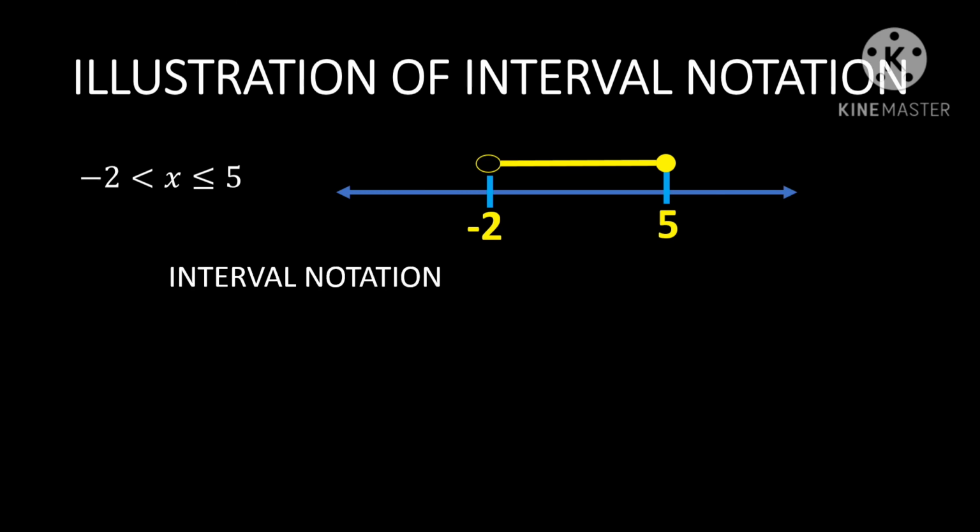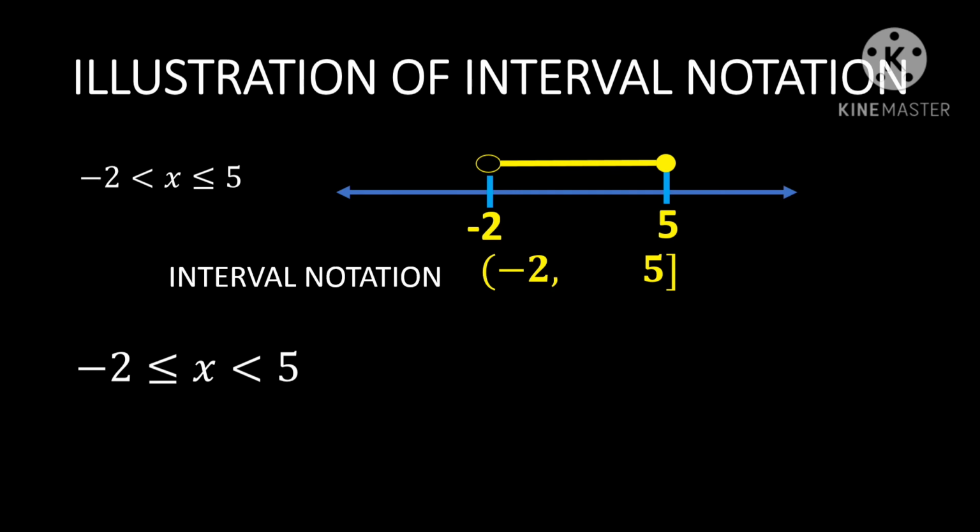So if we write that in interval notation, dito sa open circle, we use the parenthesis. Tapos, negative 2, comma. Dito naman sa 5, we use bracket. Close circle means 5 is included. So if we write this one in interval notation, we have open parenthesis, negative 2, comma, 5, close bracket. So that's the interval notation. Okay?